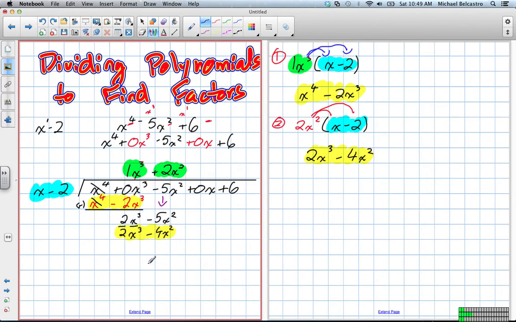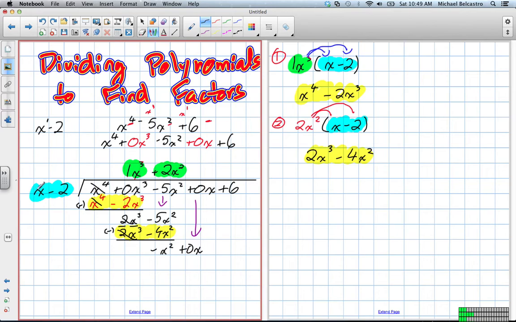We make that calculation every single time. So I'll speed it up a little. So now that we have that, these guys cancel out. Negative 5 minus negative 4 is like adding 4. So we get negative x squared. Bring down the next term, which is 0. So we have plus 0x.